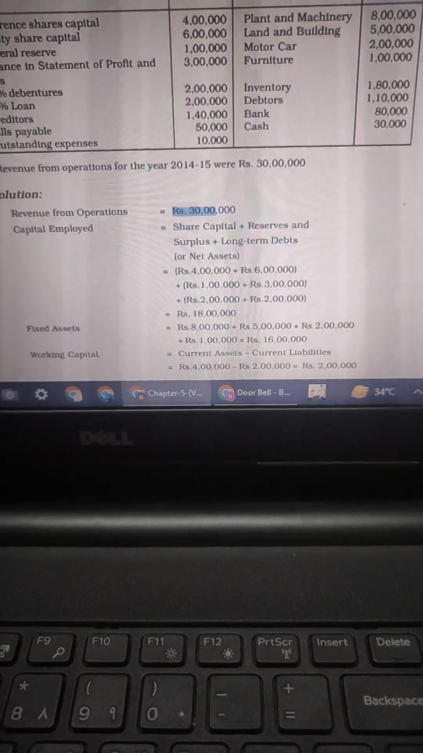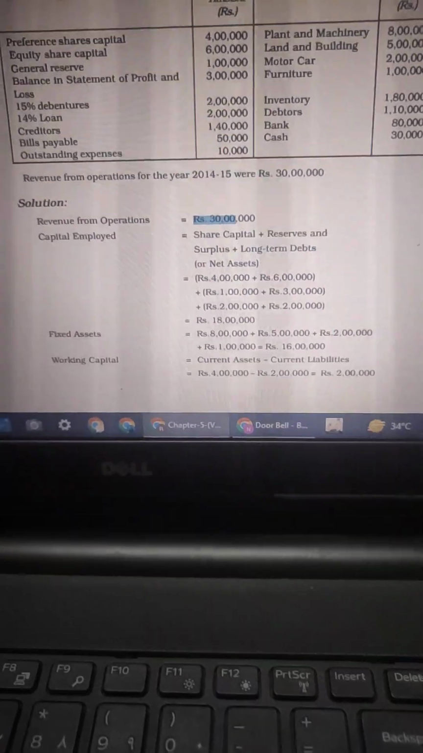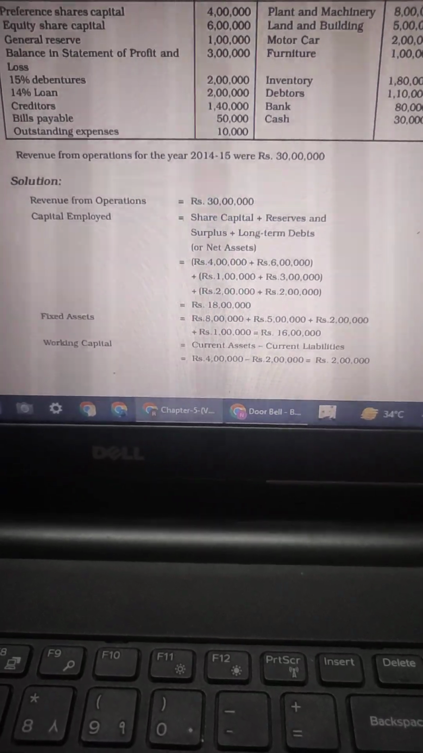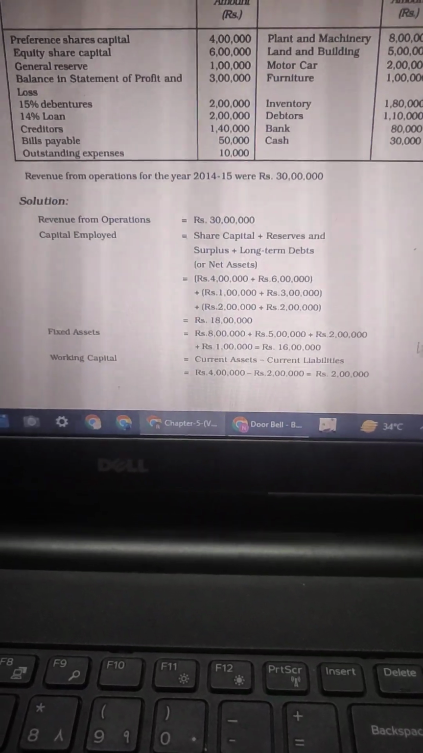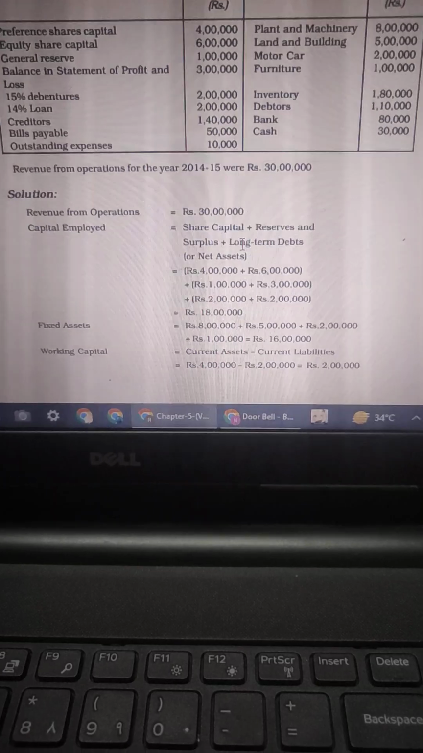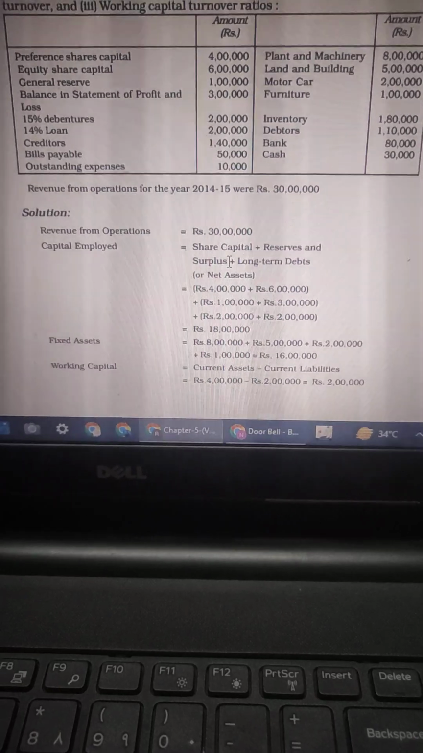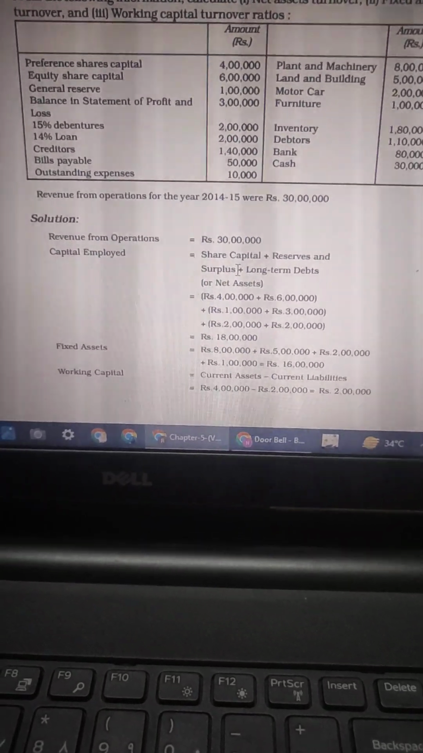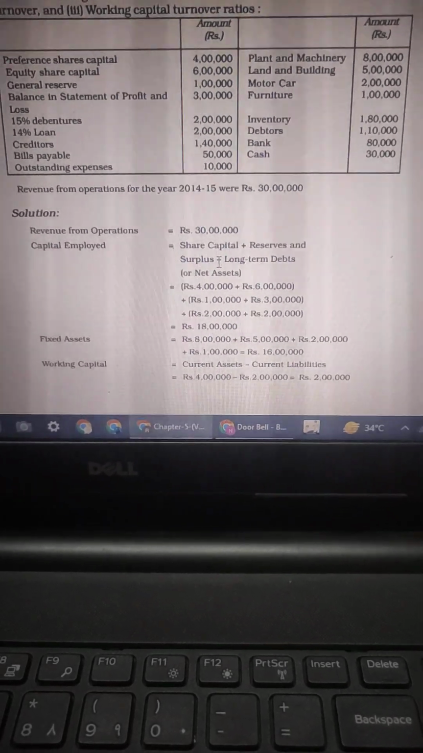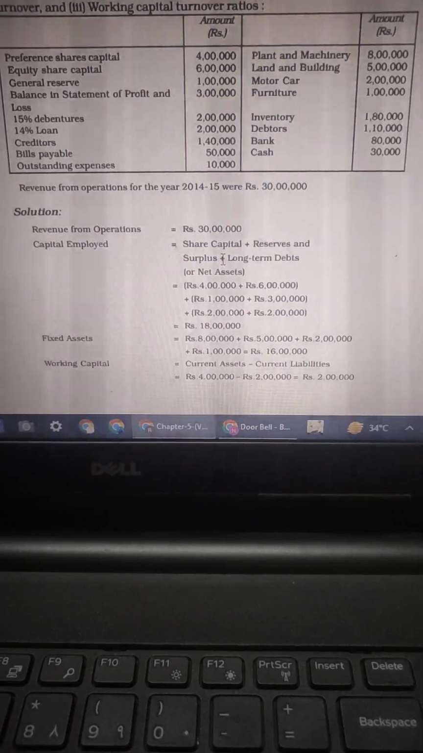Then for finding the net assets turnover ratio, the formula is revenue from operations divided by capital employed. We have to find the capital employed. As I have said, capital employed consists of share capital, reserves and surplus and long-term debts. Surplus means the amount that we get in the profit and loss account or the income and expenditure account. That's a profit. Profit and loss is also included in this category.